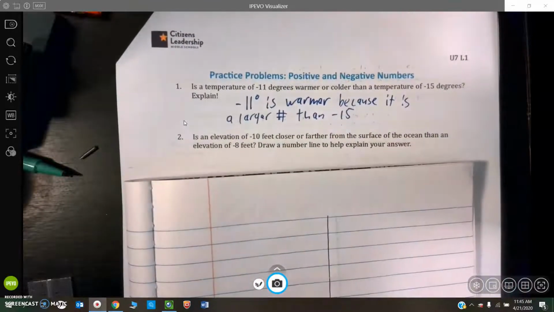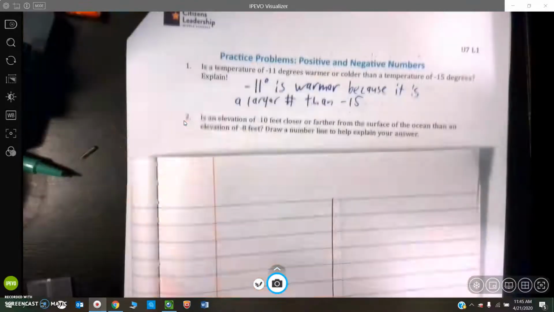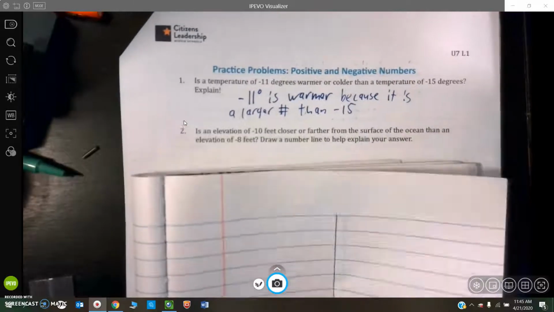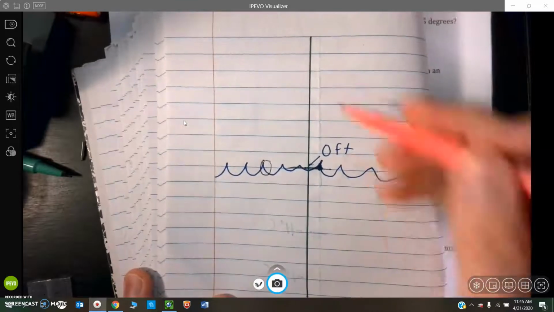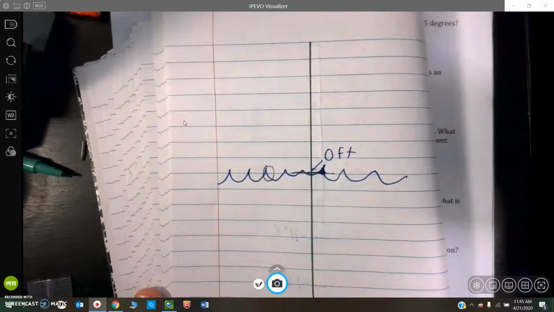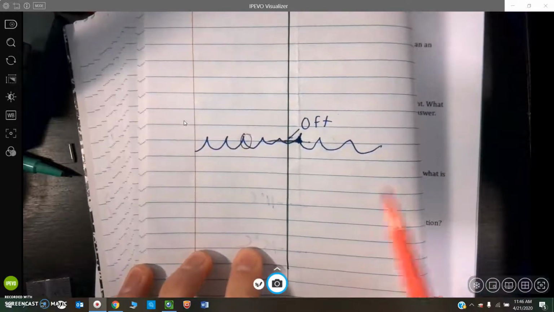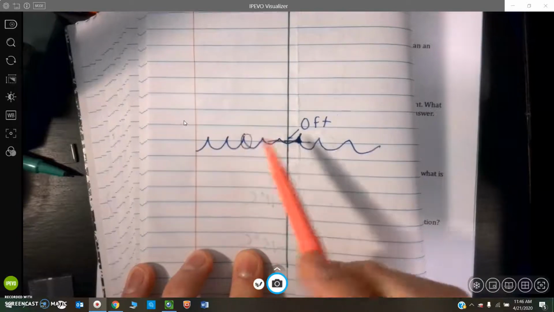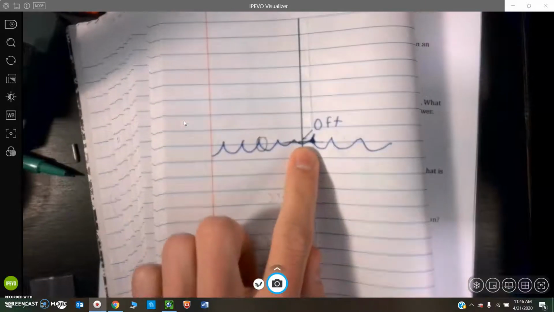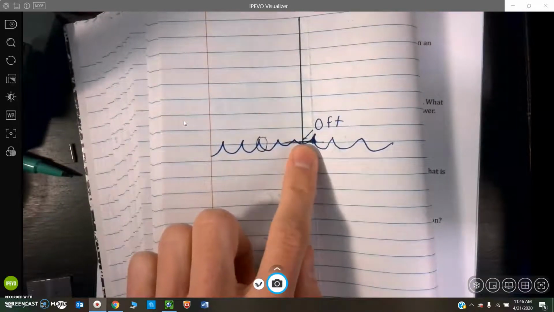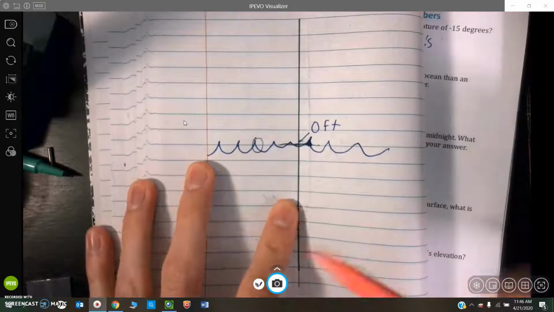Is -10 feet closer or farther from the surface of the ocean than an elevation of -8 feet? Okay, so once again, on this next page, I drew another number line that represents elevation. Elevation is always talked about in comparison to sea level. So if you were floating on the ocean, right here's my childish little wave drawing, you would be at 0 feet elevation because you are at sea level. Now it wants us to compare -10 and -8.